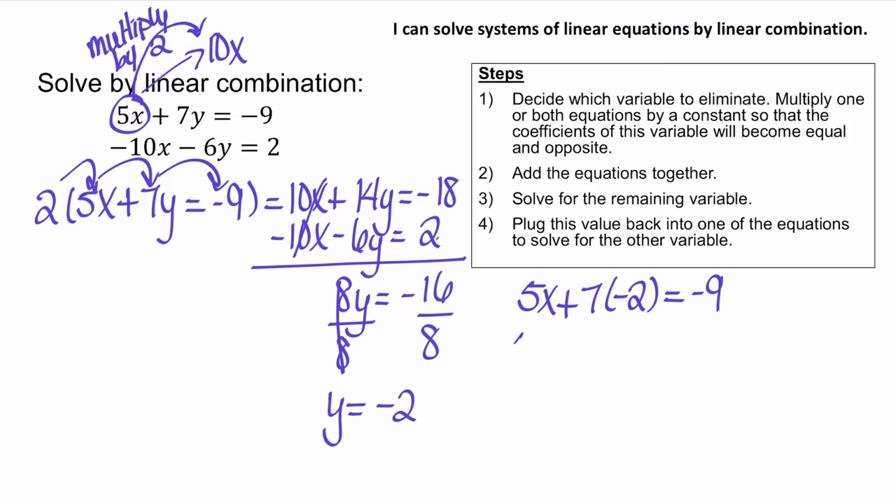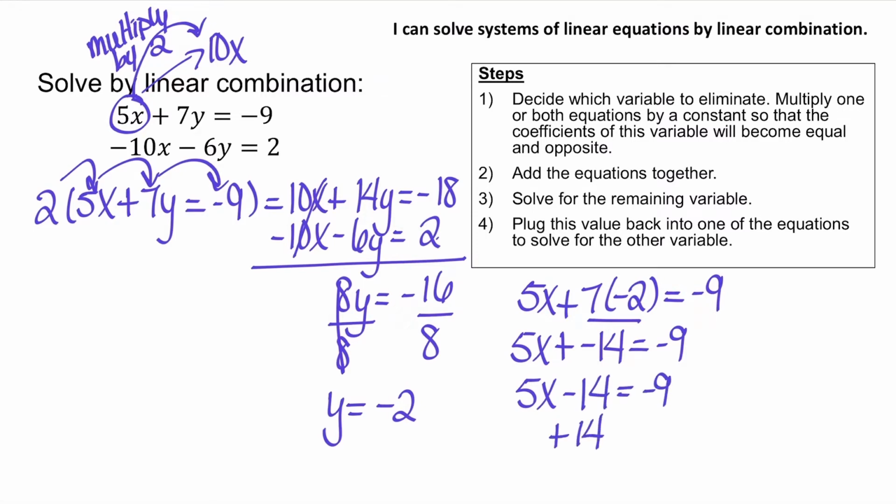So when I simplify this, I get 5x plus 7 times negative 2, which is negative 14, and that equals negative 9. So we have 5x minus 14 equals negative 9. And then I'm going to solve this equation by adding 14 to both sides. And when I do that, on the left, I'm left with 5x equals negative 9 plus 14, which is 5.